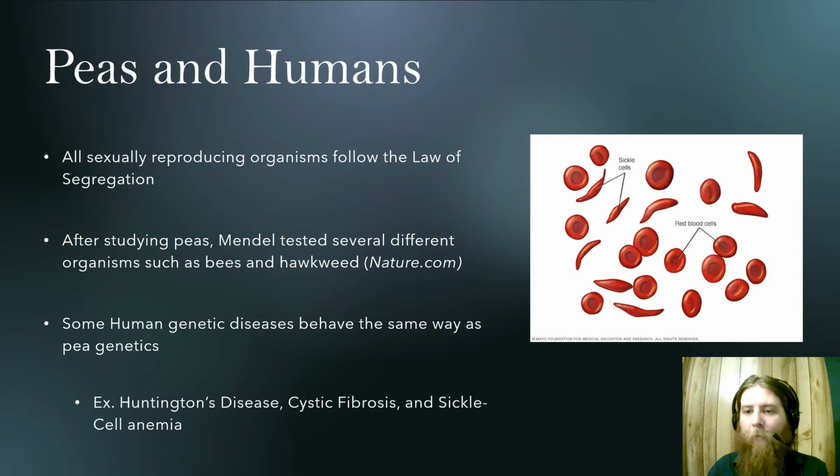So peas and humans. While we look very different, peas and humans, all sexually reproducing organisms follow this law of segregation. So after studying peas, Mendel tested several different organisms, such as bees and hawkweed. And in fact, some human genetic diseases behave the same way as pea genetics. So Huntington's disease, cystic fibrosis, and sickle cell anemia all behave in this manner. And we're going to talk about those in a little bit.